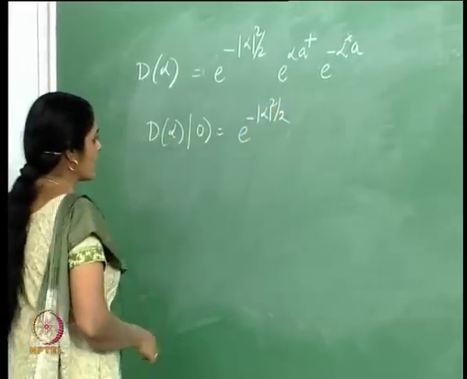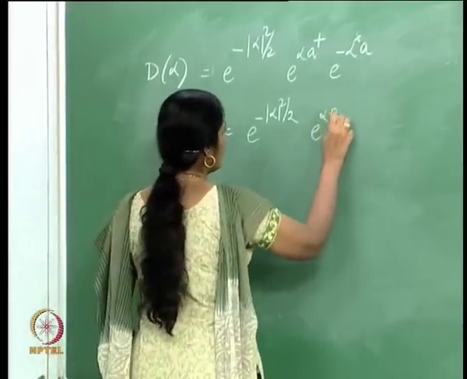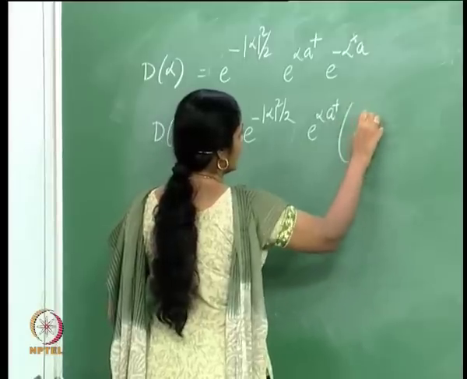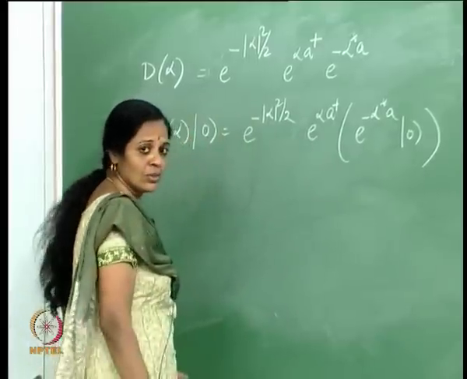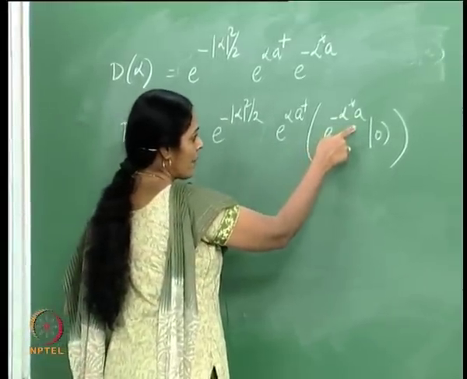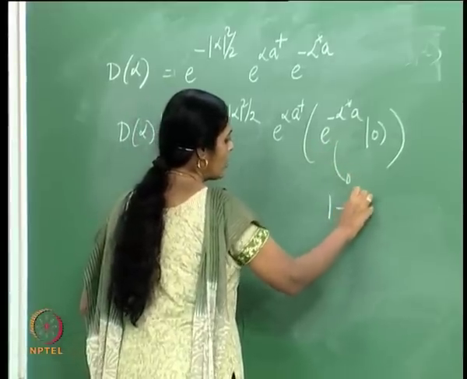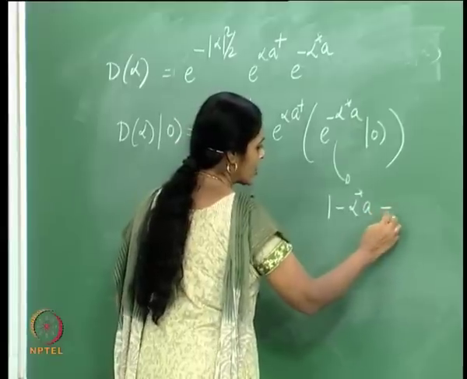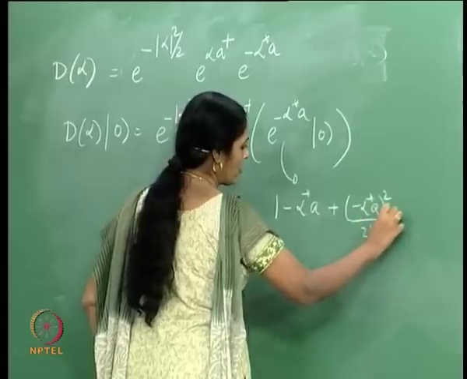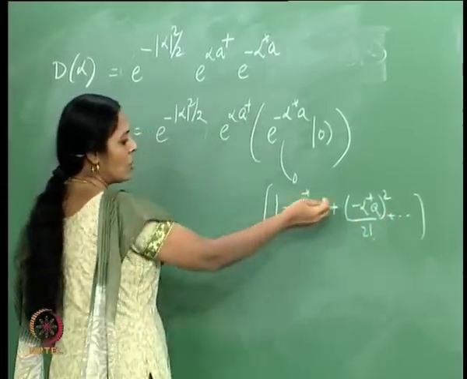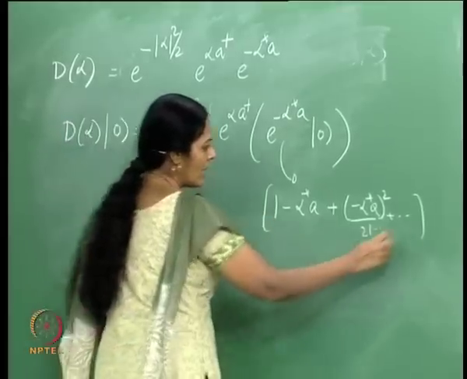The overall number is the same, it is e to the minus mod alpha squared by 2, e to the alpha a dagger, e to the minus alpha star a acting on ket 0. I emphasize that this exponential series is of the form 1 minus alpha star a plus (minus alpha star a) the whole squared by 2 factorial plus so on. So, it is a sum of a series of operators where the first term is the identity operator acting on ket 0.